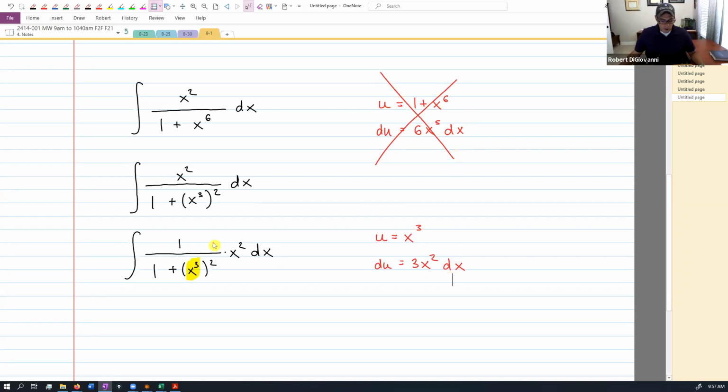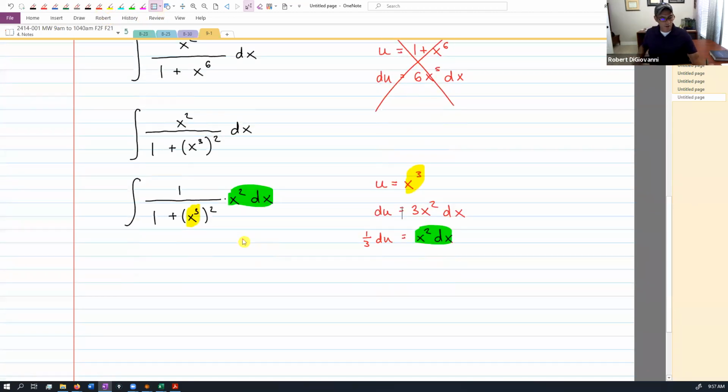So this here's our u. The derivative of that is 3x squared dx. We're off by 3, so we will scale it, divide both sides by 3. And now we have perfect matching. That matches that. x cubed is there. And so we can rewrite it as the integral of 1 over 1 plus u squared, and then 1/3 du. I'll put the 1/3 out here in front of du.